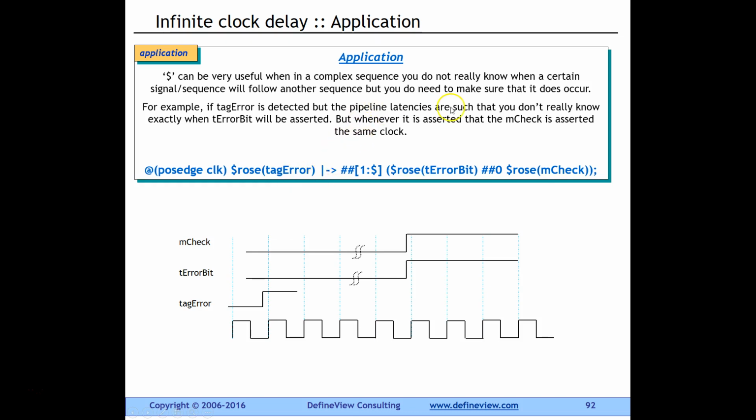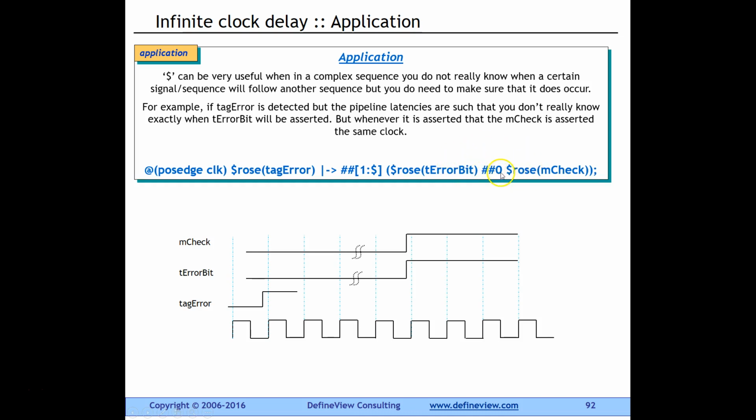Now I'm saying that I do not know when the T error bit will be asserted, but it needs to be asserted. So what I'm going to do is ##[1:$]. I do not know when. But starting the next clock up to whenever, this T error bit must go high. And whenever it goes high, M check is asserted in the same clock. That's why I have ##0. So this and this can occur at the same time.